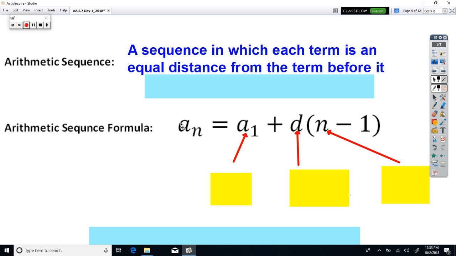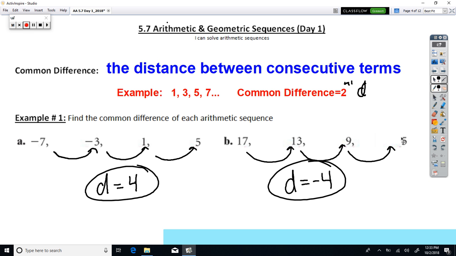Alright, so first of all, where you see a sub n with a subscript, that's asking you for the nth term. So you'll normally see like a sub 10, which will be the 10th term, or a sub 20, which is the 20th term. When I say 20th, I mean if you were to take this and list out all 20 terms, it would be the 20th one in the list.